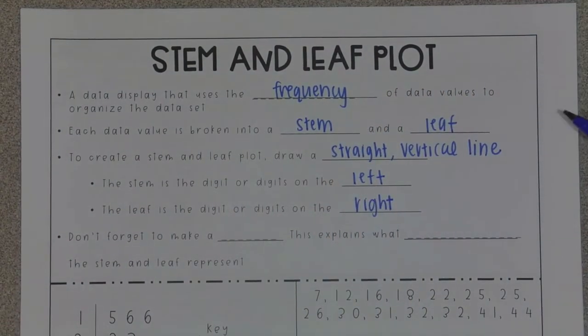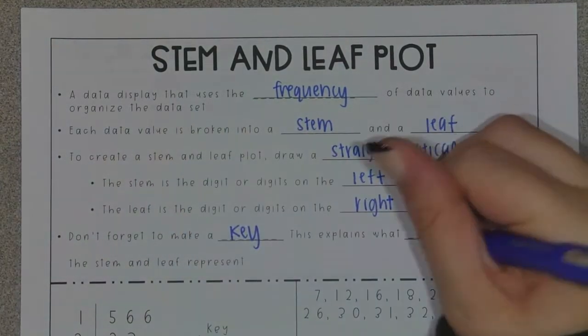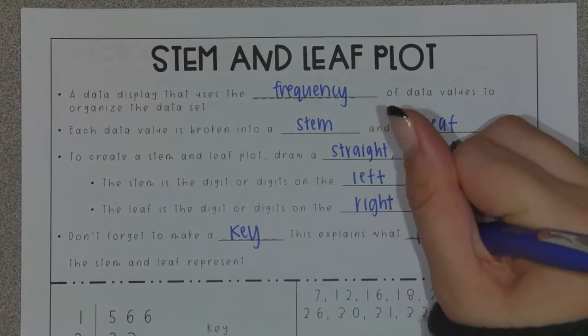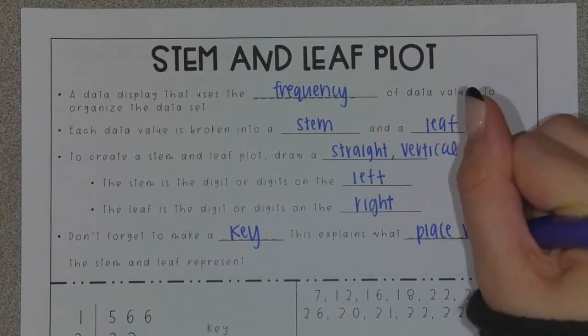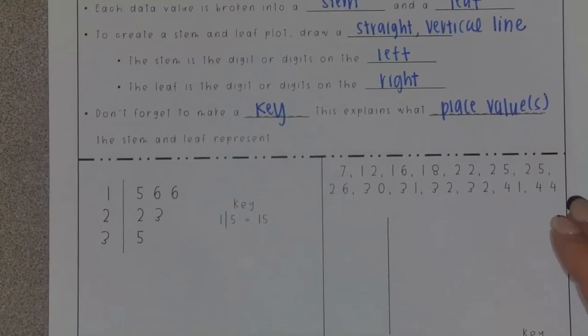All of this is great, but your stem and leaf plot is going to be unusable if you forget to make a key. The key explains what place value or values the stem and leaf represent. So let's do some examples together.